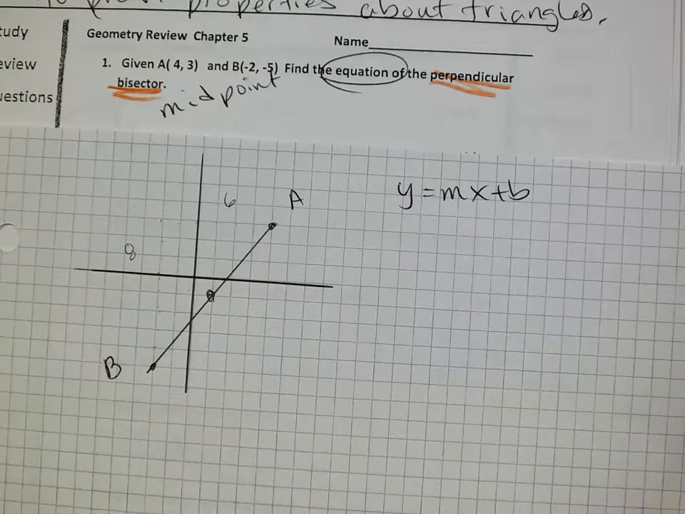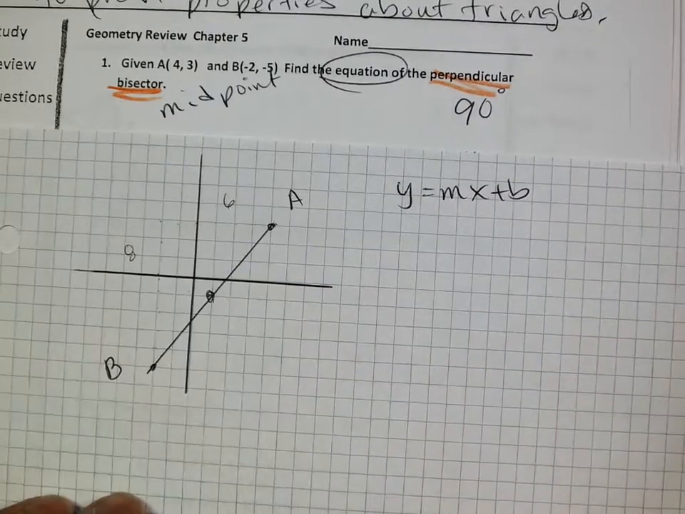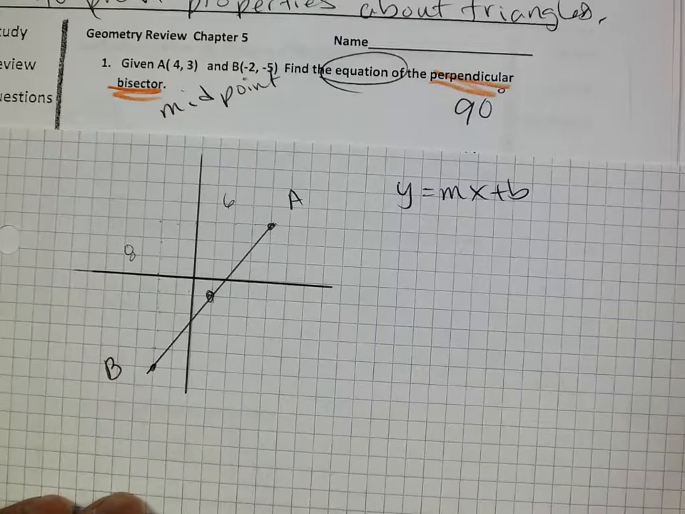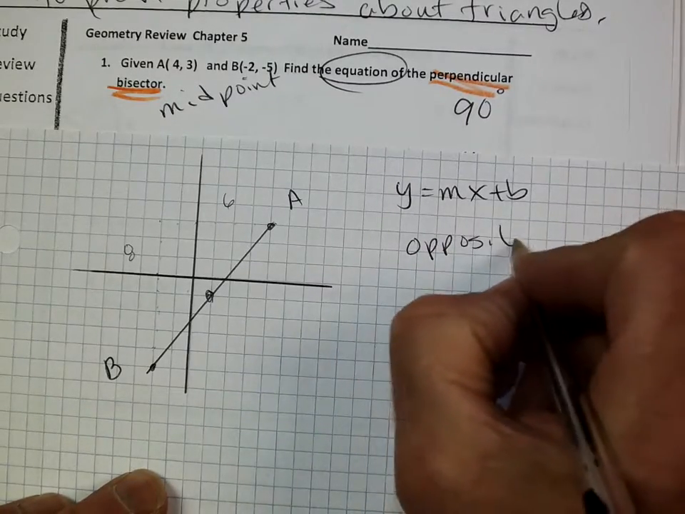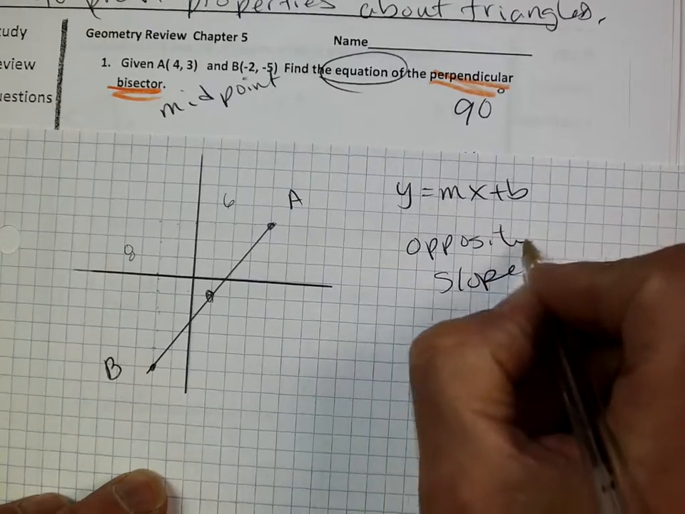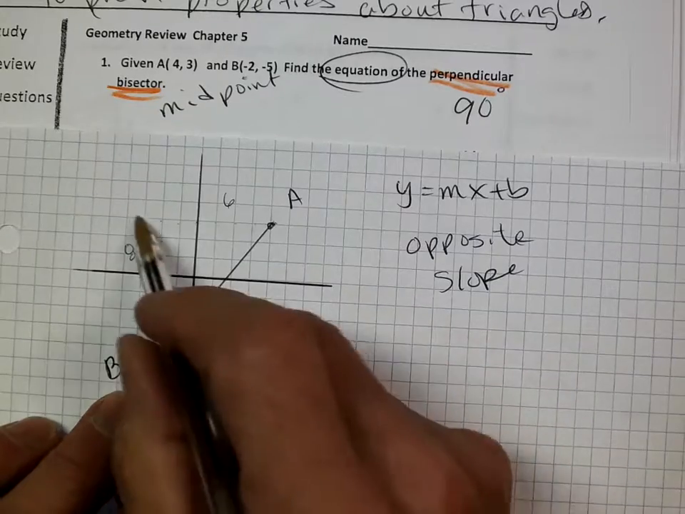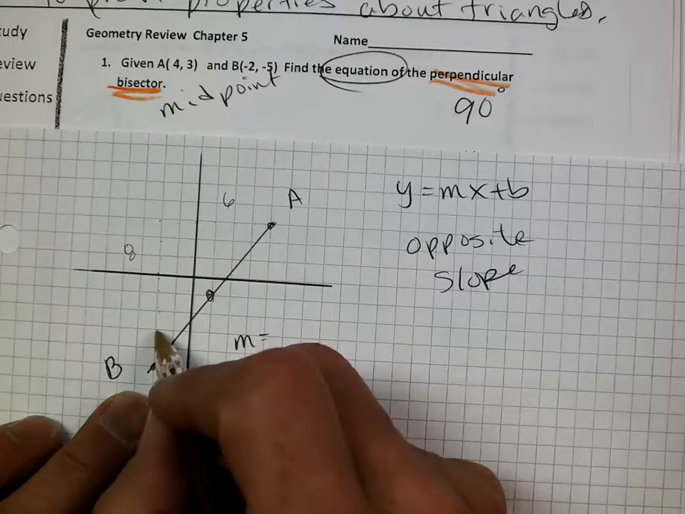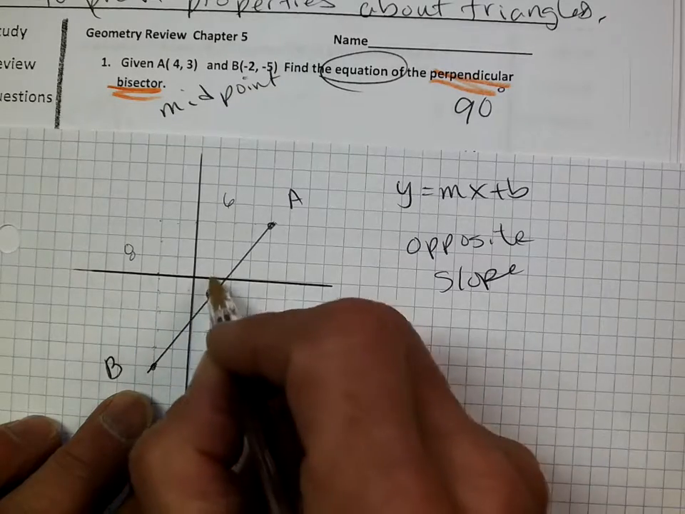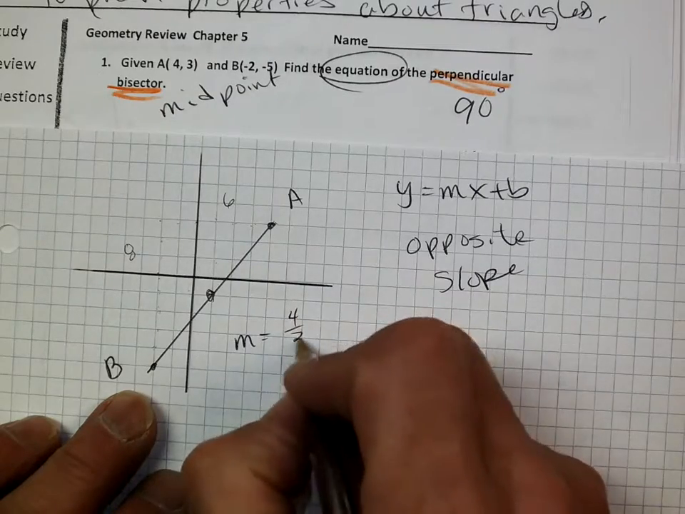Capiche? Okay. Now the next part has to do with perpendicular, which is 90 degrees, right? But we can't draw a 90-degree angle. What we need to do is really make a perpendicular line, okay, which means opposite slope. So let's figure out what the slope of AB is. That slope is up 8 over 6, which is the same thing as up 4 over 3. So it's up 4 over 3, right?